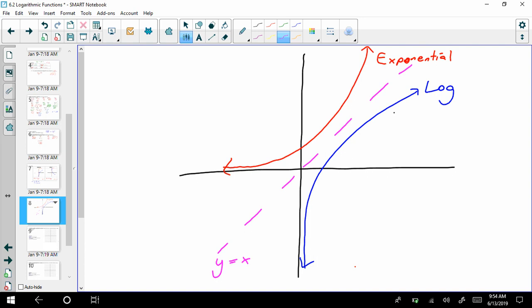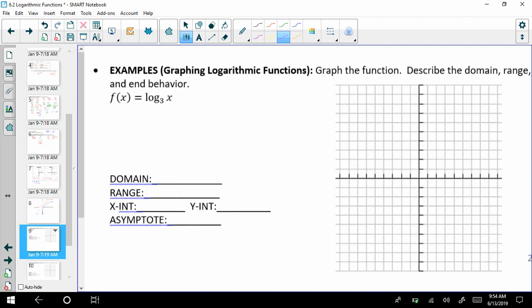The same thing would happen with the decay graphs. Okay, so it's not a coincidence. There is a reason these graphs look the way they look. So let's try an example. Graph the function, and then we're going to describe all the characteristics. We're not doing end behavior.